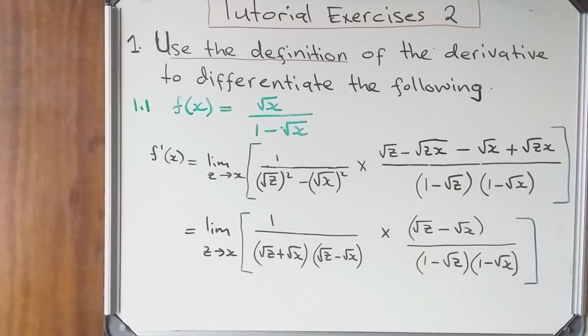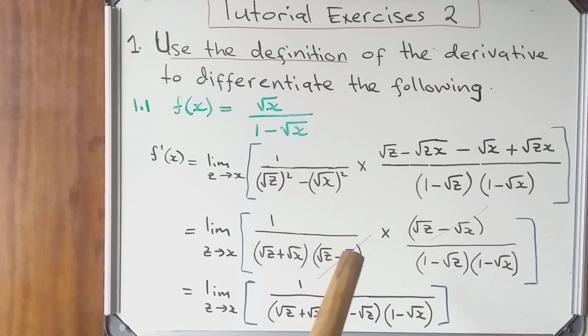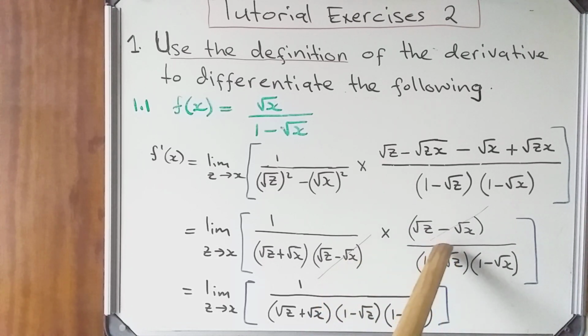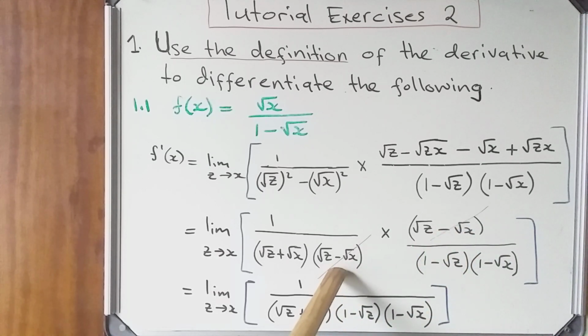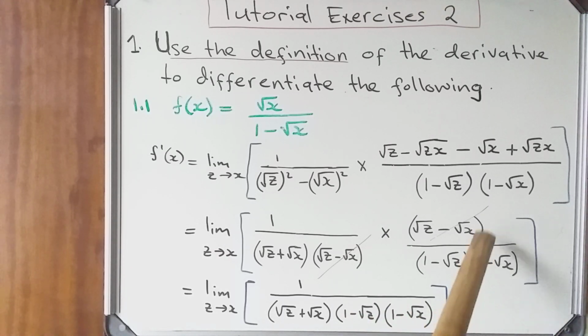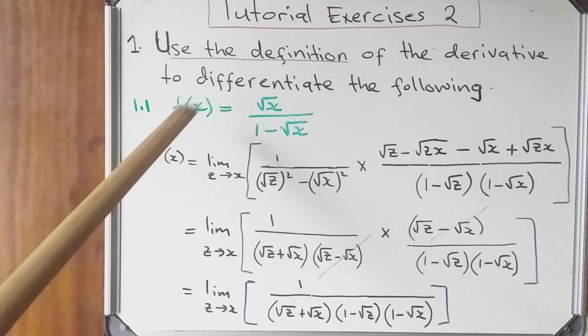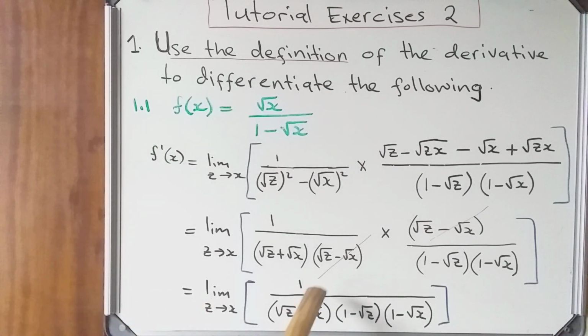So I'm going to simplify it further. You can see that this numerator cancels with that denominator because they are the same: square root of z minus square root of x cancels with that. Then we'll be left with 1 over square root of z plus square root of x, multiplied by 1 minus square root of z, multiplied by 1 minus square root of x. So f prime of x, the derivative, is equal to the limit of that.